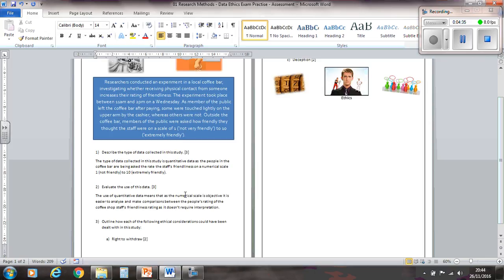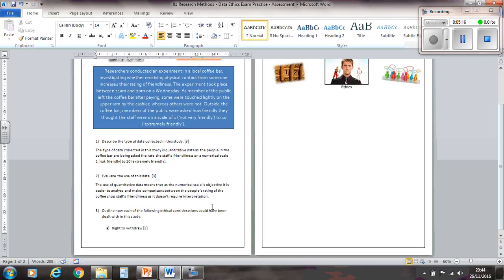So you're basically getting 1 mark for suggesting that it's objective, which makes it easier to analyse. The easy to analyse bit is 1 mark. The not requiring interpretation, being objective, is the other mark, so that's further explanation. So this is your point, it's easy to analyse and make comparisons. This is your explanation, because it's a numerical scale, it's objective and doesn't require interpretation. I've sandwiched in between my context, which is the people's rating of the coffee shop staff's friendliness. I just need rating once. So that'll get you 3 marks.